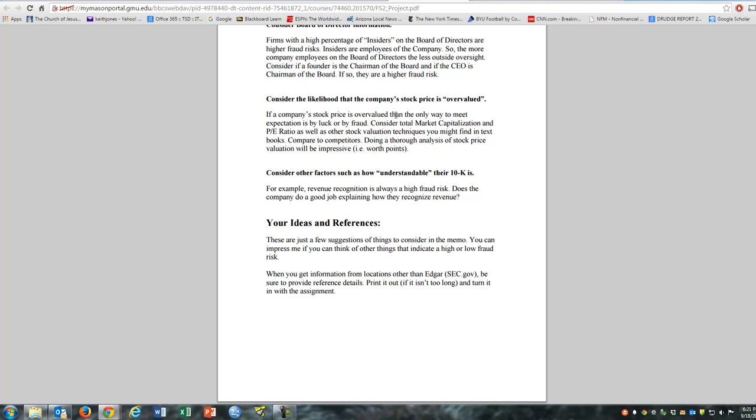And so you want to calculate the company's market cap, their PE ratio, the dividend yield. So think of all the different ways that we value stocks and compare that to their competitors, and that'll help you determine, is it possible that this stock price is overvalued? And if so, then that's going to put pressure on them to report earnings that may be higher than what are actually the case. And then consider other factors like how understandable their 10K is.